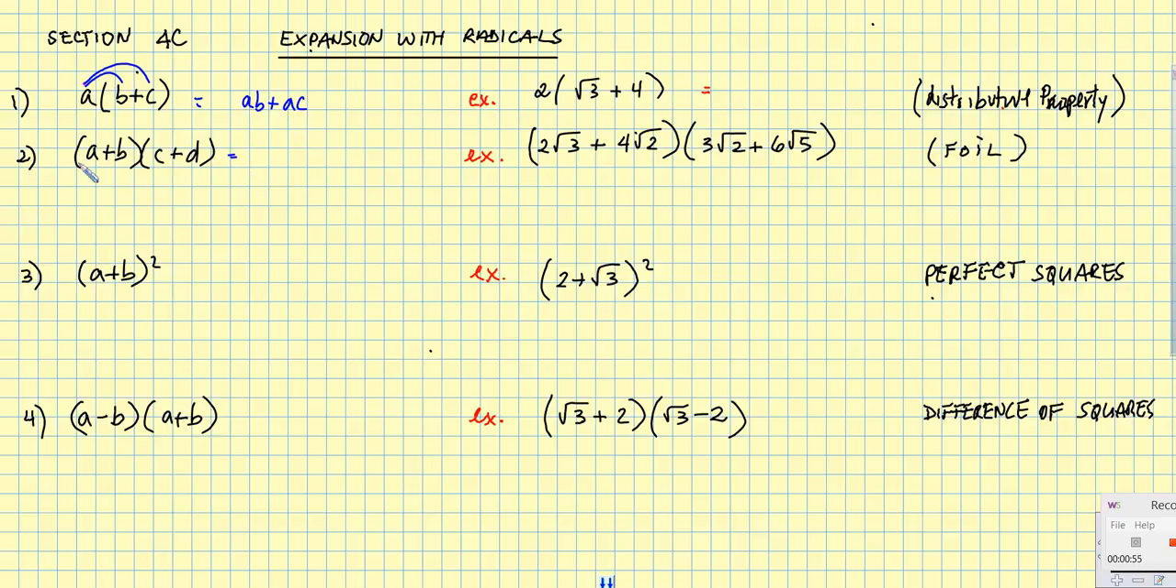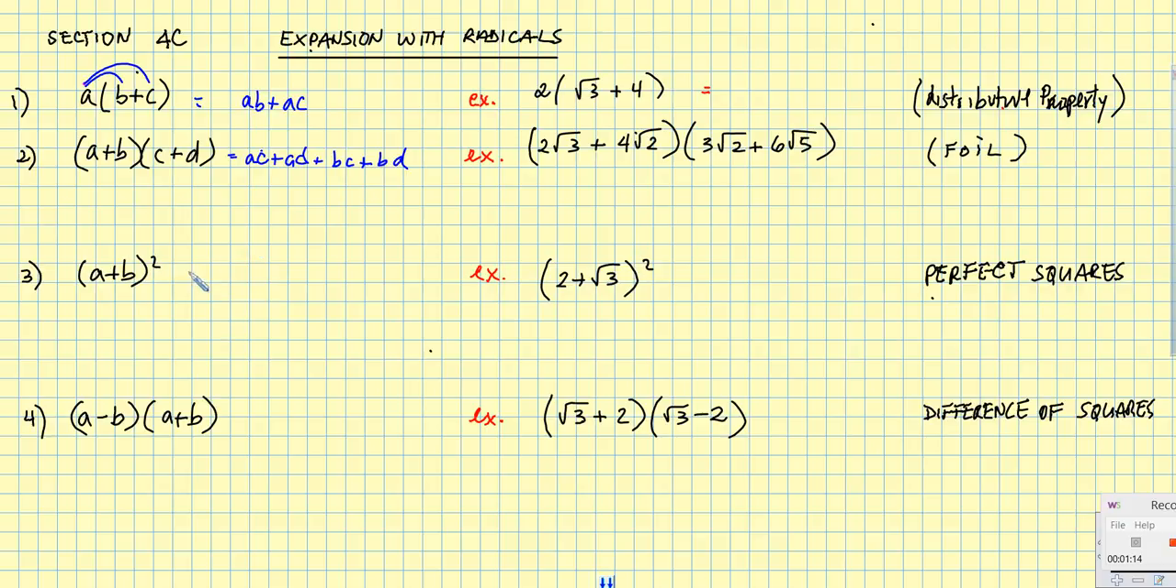Now, if we were looking at two binomials being multiplied together, then we would use FOIL, and that means that we would have A plus B times C plus D, and that would give us AC plus AD plus BC plus BD.